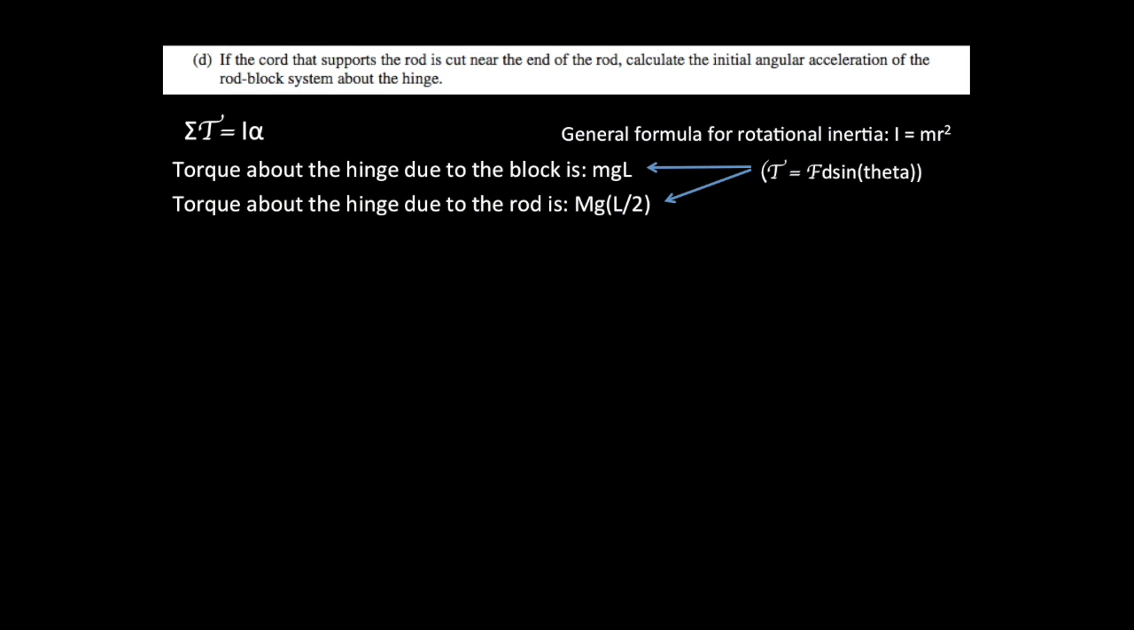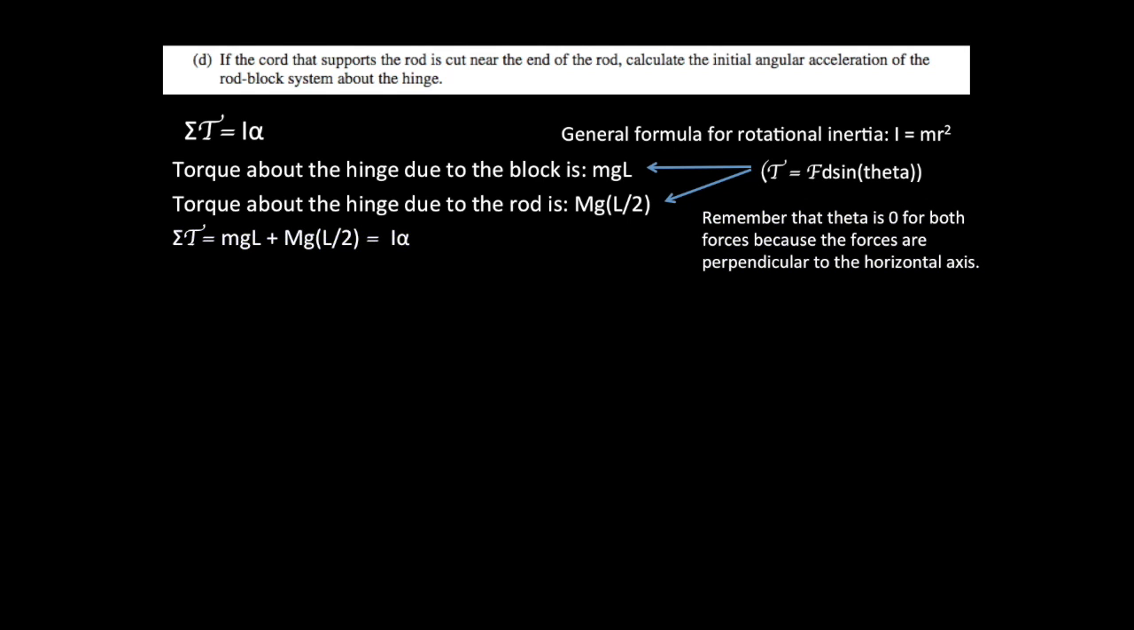The torque about the hinge due to the block is just mgl. The torque about the hinge for the rod is big M times g times L over 2. So the net torque is equal to the mass of the block times gl plus the mass of the rod times gl over 2, which is all equal to I alpha.